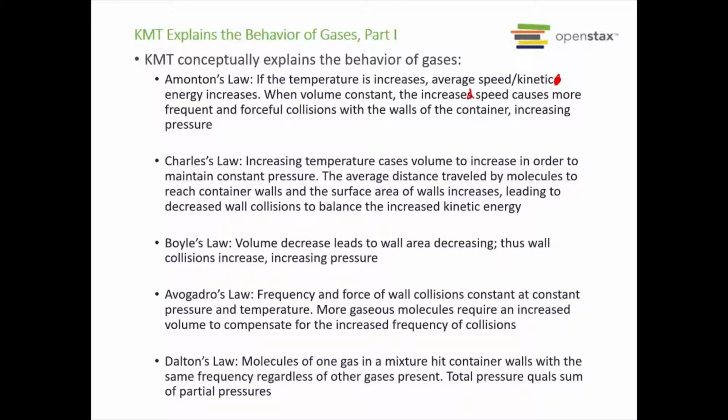Now, Charles's law, we're increasing our temperature, and the volume has to increase to maintain constant pressure. So what's happening is if the volume didn't increase, the pressure would go up because of increased collisions. So the volume has to increase with that increased temperature so that the particles now have a longer distance to travel to hit the walls of the container. And so there's also now more surface area from the container, so there's less collisions overall. So this is going to balance that increase in kinetic energy that the particles now have and keep that constant pressure.